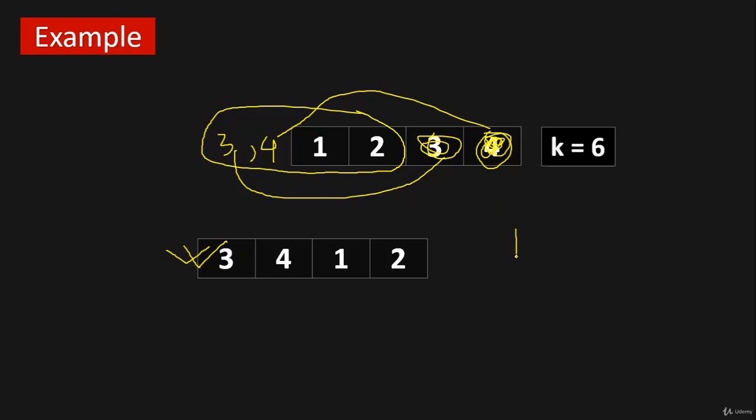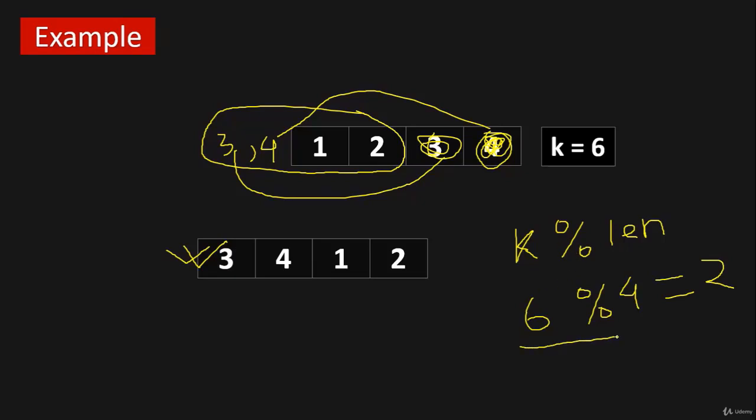We can calculate that by using this formula, k modulo the length of the array. Here we have k equals 6 modulo, and the length of the array is 4, and that equals 2. When we see k is greater than the length of the array, then we calculate the modulo between k and the length of the array. And for this case, we get 2. So instead of doing 6 steps, we can do just 2 steps to solve this problem.